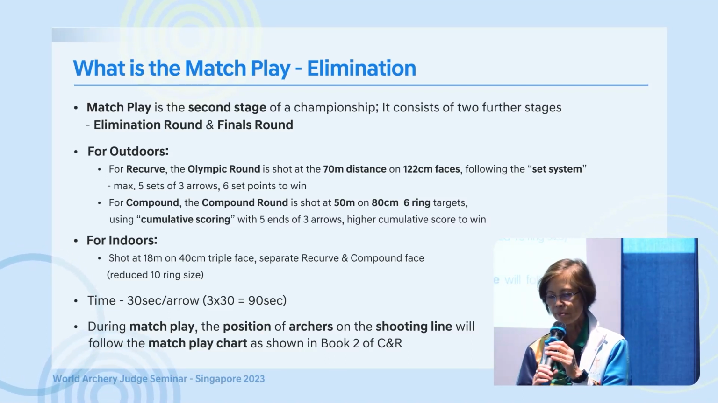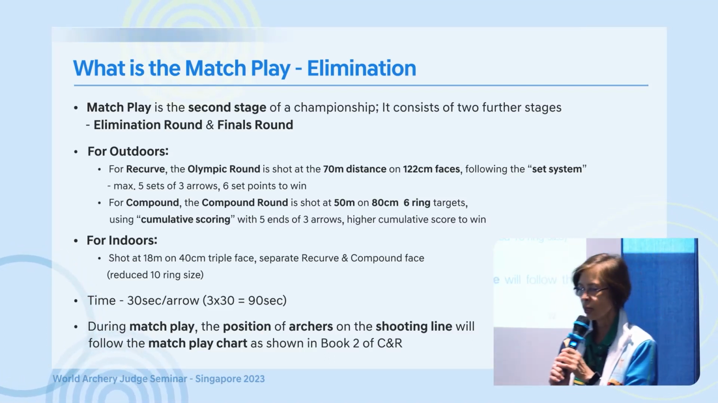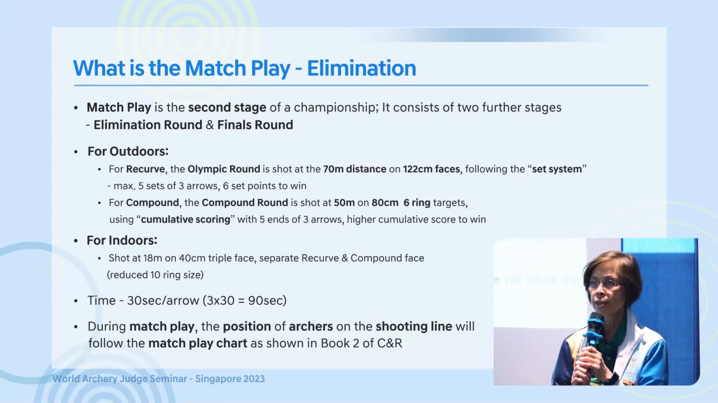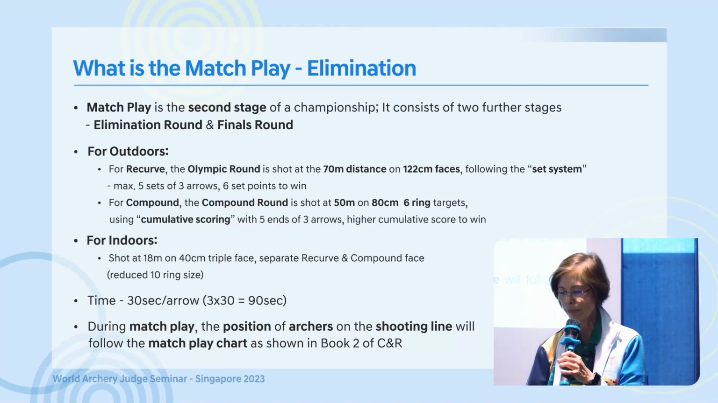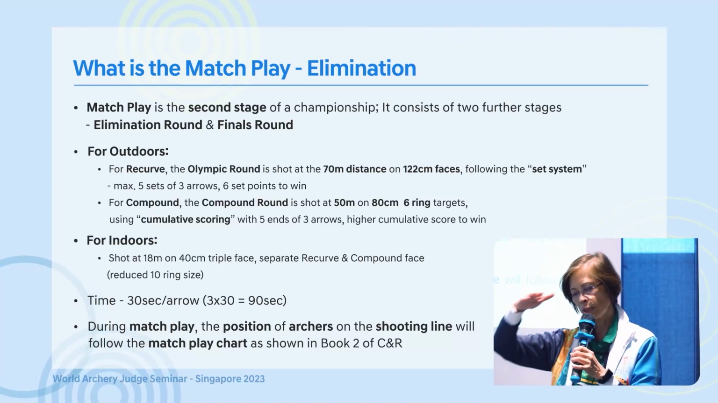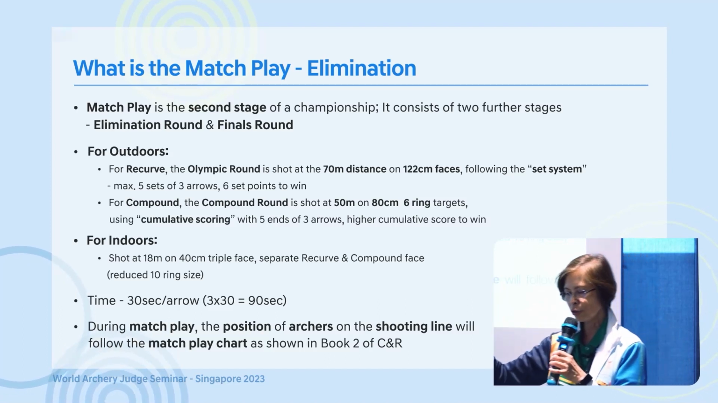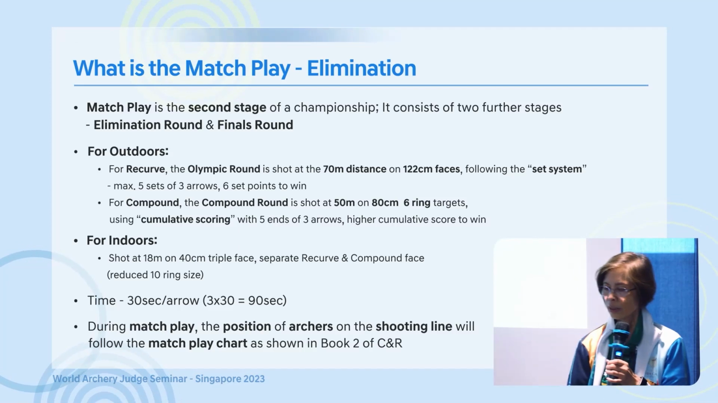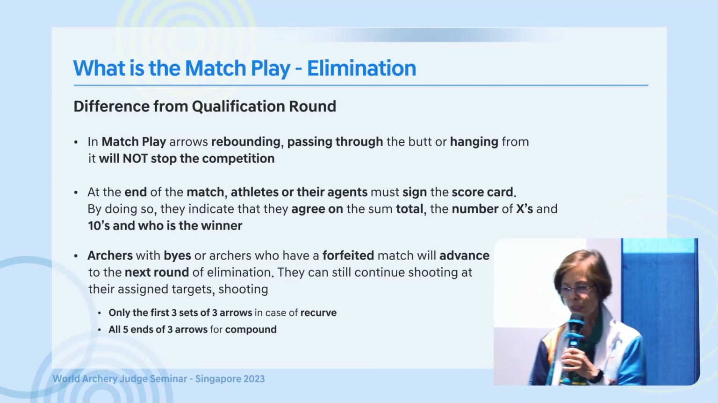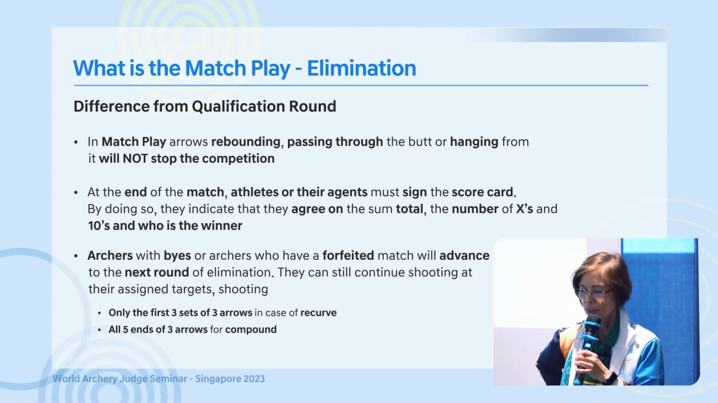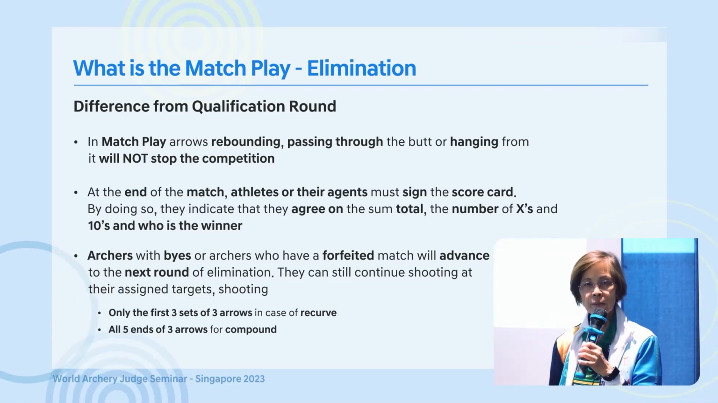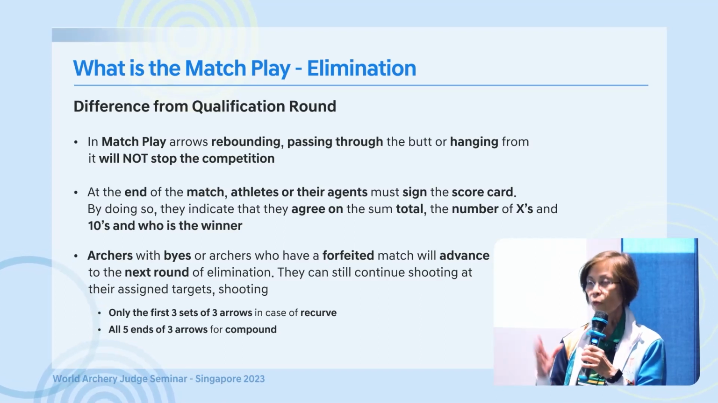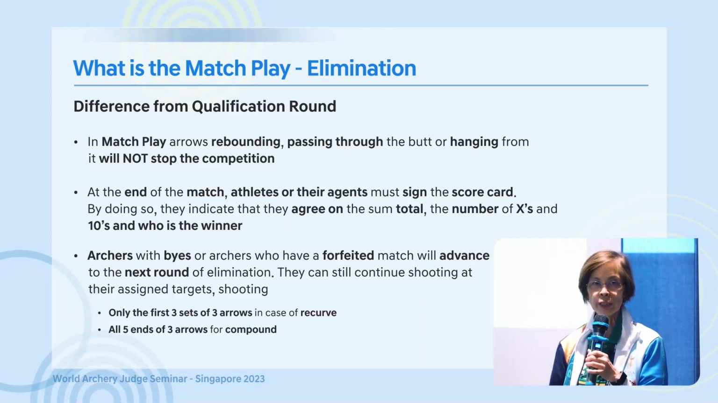And what is the time for each arrow during eliminations? Still 30 seconds, the same as the qualification round. And of course, the match play positions of the archers on the shooting line will follow the match play chart. Okay, what's the difference from the qualification round? Okay, in match play, arrows rebounding, passing through the butt, or hanging from it will not stop the match. They keep going. Okay.